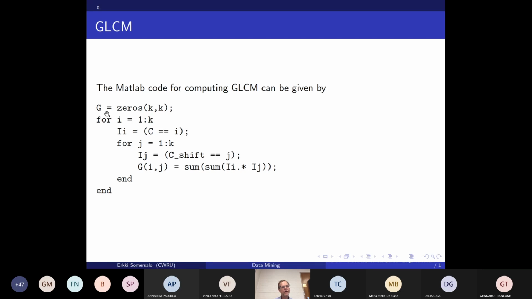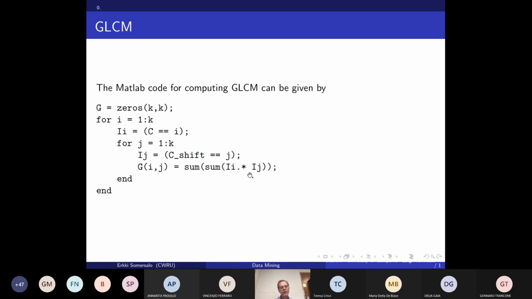So you start by defining your co-occurrence matrix to be a k by k zero matrix, and then you go over all grayscales in this i direction and all grayscales in this j direction. And so what you do is you find the pixels in your C where the grayscale value equals i. Then you find all pixels in your C shift where the grayscale value corresponds to j. And then you choose those pixels where you have i in the first and j in the second matrix.